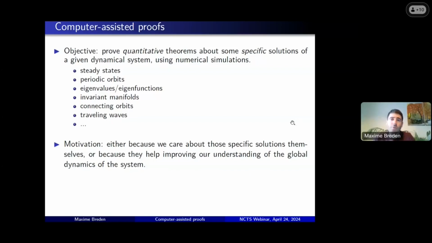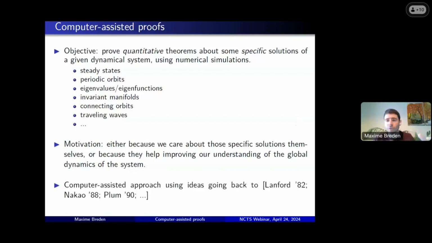I will give you a few more references during the talk, but I want to already emphasize that even though computer-assisted proof seems very recent, and to some extent it is, some of the ideas I'm going to present really go back a few decades already, especially to works by Lanford on the Feigenbaum conjecture.